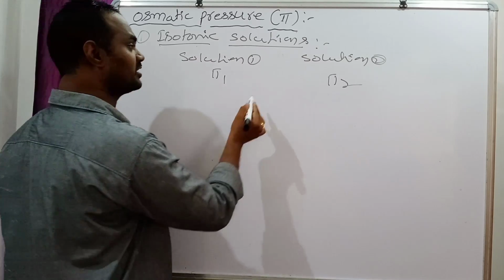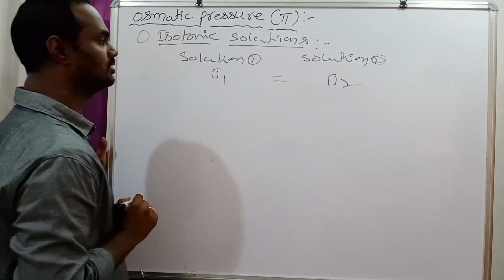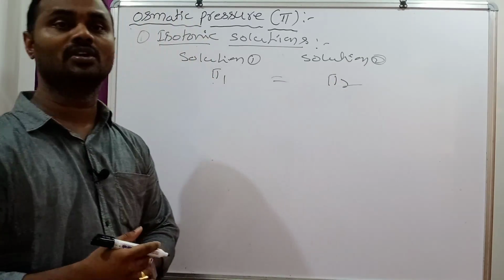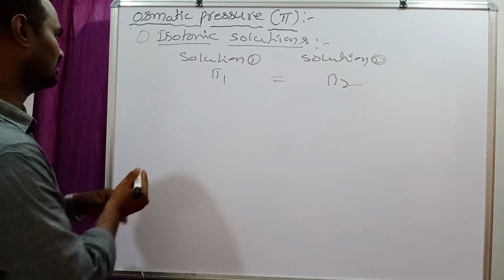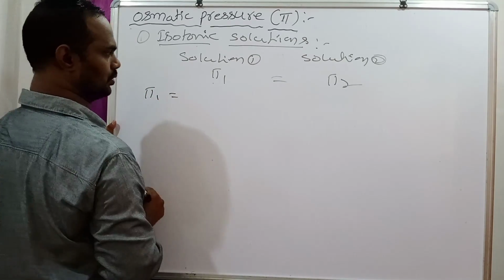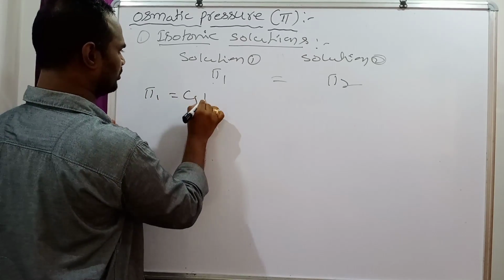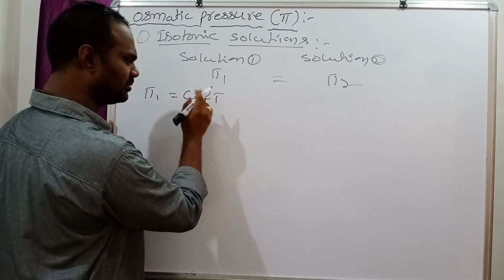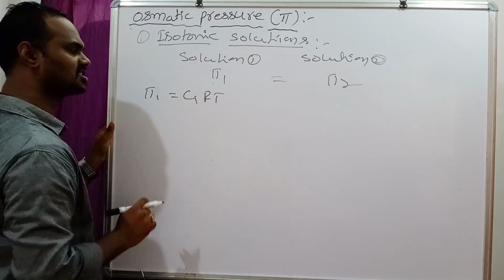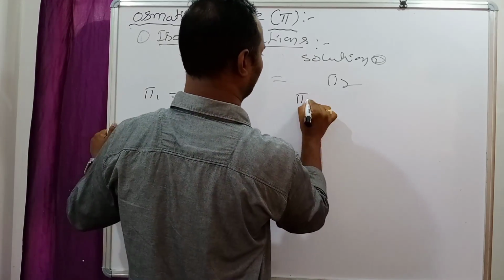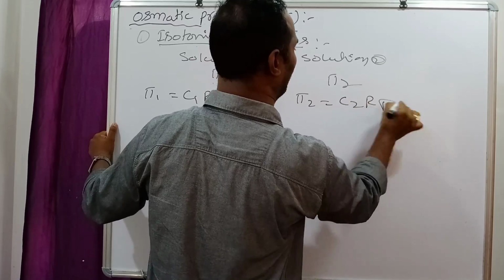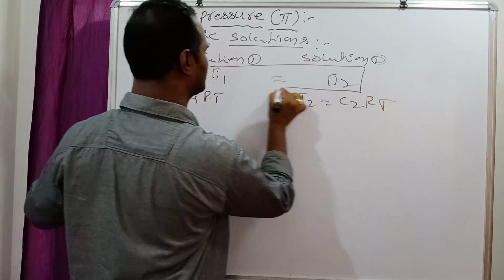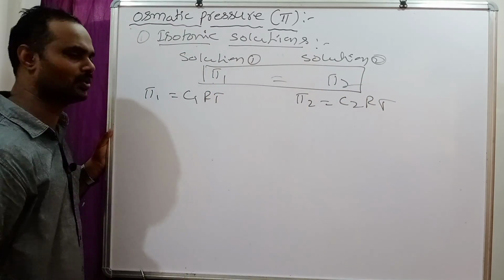In isotonic solution, the osmotic pressure of the first solution is equal to the osmotic pressure of the second solution. In general, the formula is pi 1 equal to C1 RT. At the same temperature, R is constant and T is also constant. So pi 1 is equal to C1 RT, therefore pi 2 is equal to C2 RT. For an isotonic solution, immediately you have to see pi 1 is equal to pi 2.